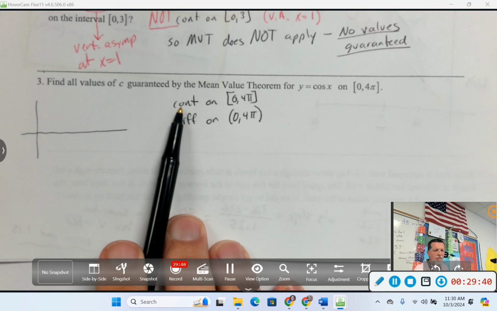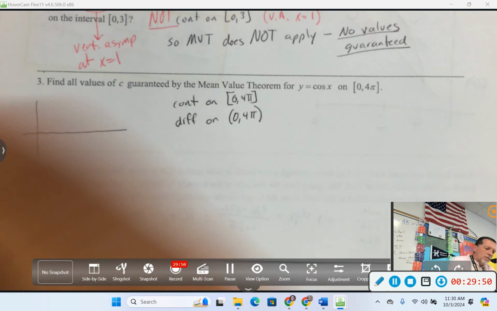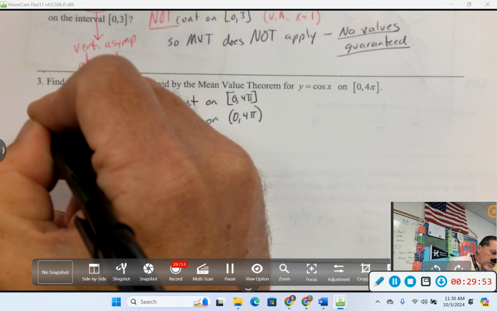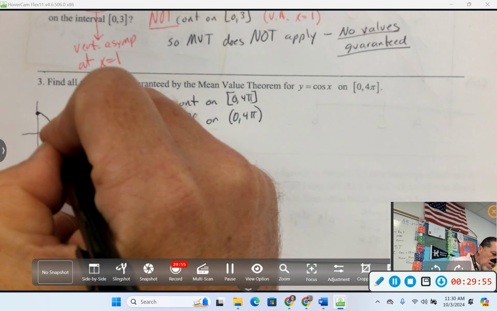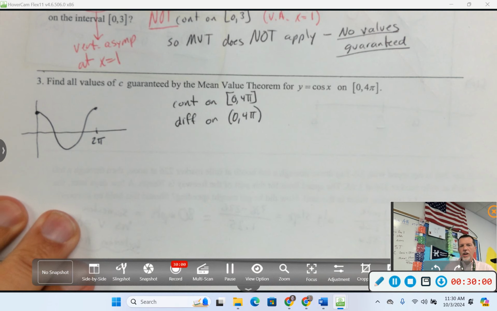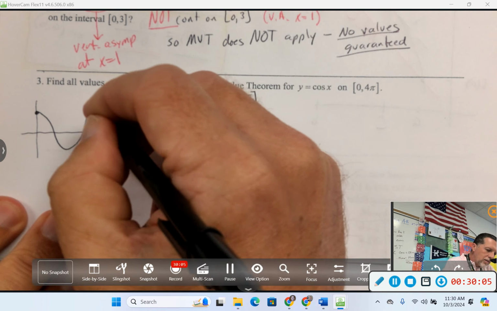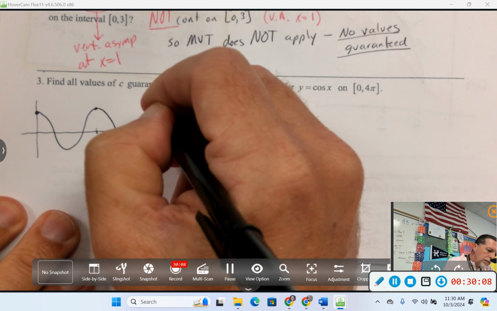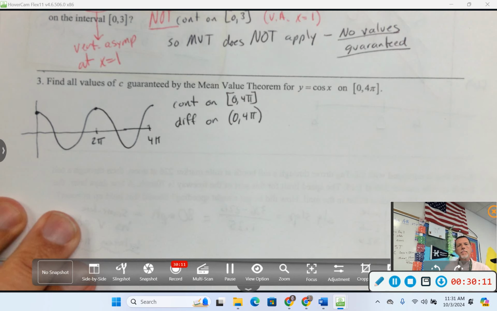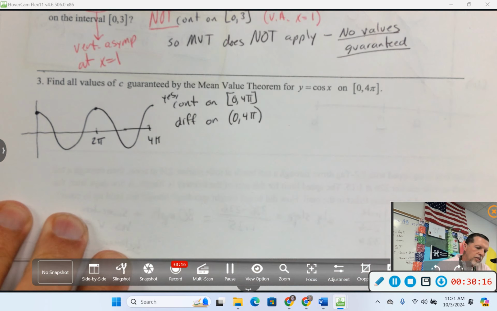Is it continuous on 0 to 4 pi? Yes or no? Yeah, because it just goes up and down. Now, if you want to be a little more precise, it starts at a max, right? Ends at a max. That's one cycle of cosine. Apparently, we want to go to 4 pi, so we need another cycle of cosine. So yes, it's continuous on 0 to 4 pi.